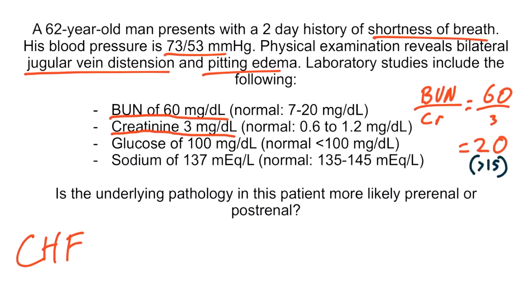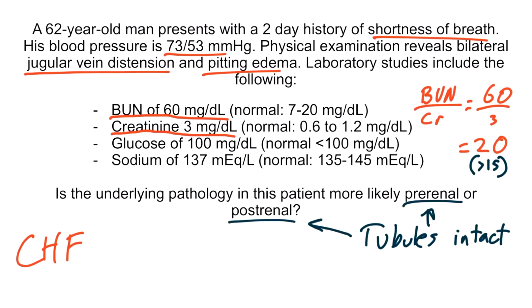So the tubules in this patient are likely functioning, because you wouldn't expect a BUN to increase more than creatinine unless the tubules were reabsorbing more BUN than usual. So tubules are functioning. And when the tubules are functioning, we would expect prerenal azotemia and postrenal azotemia. So the BUN to creatinine ratio doesn't tell us whether or not it's a prerenal condition or an early postrenal condition. But the clinical symptoms tell us what's going on.